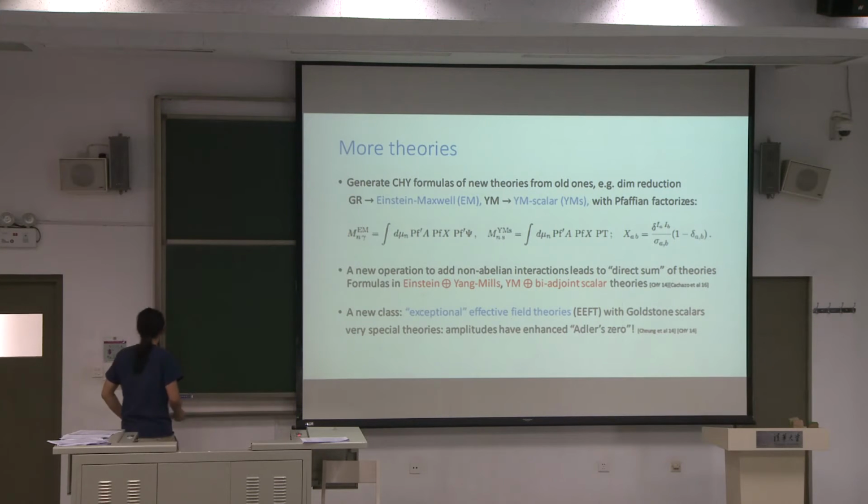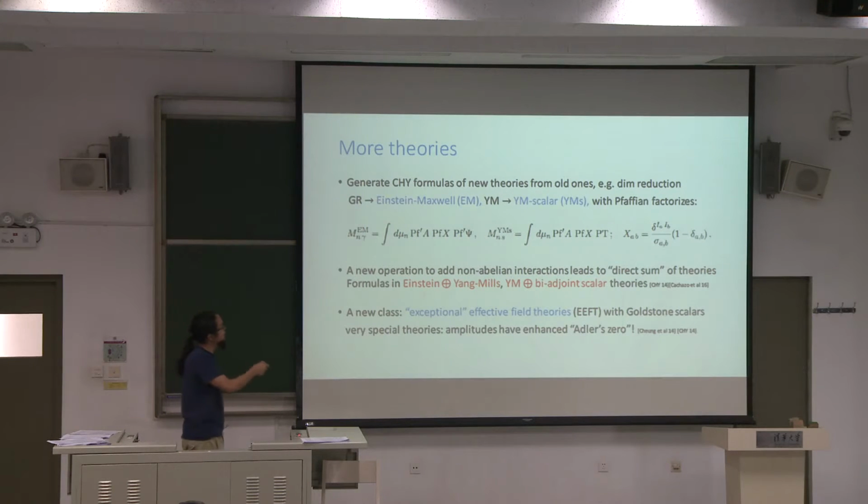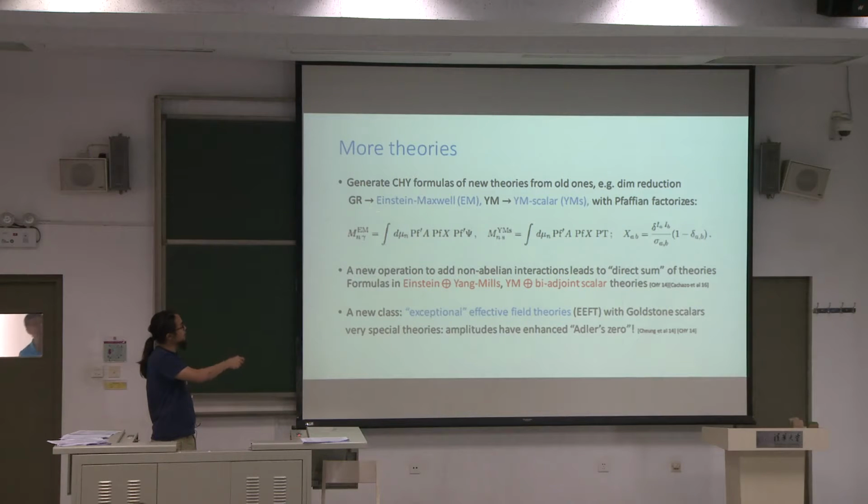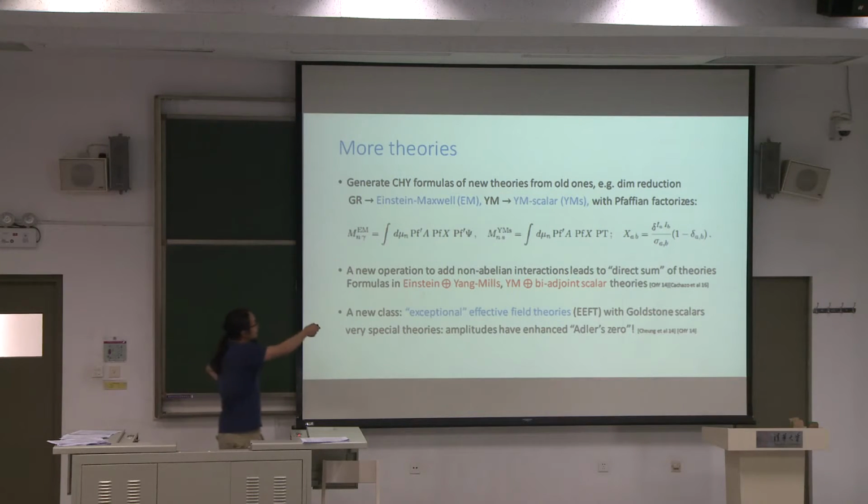Okay, so what about other theories? Let me introduce you. There's some operation that you can do to apply to the old theories to obtain new theories. For example, you can do dimension reduction. From Einstein gravity, if you do dimension reduction, you get Einstein-Maxwell, graviton coupled to photon. From Yang-Mills, you get Yang-Mills with scalars. And these are very simple formulas for them just by doing dimension reduction, where you have this original Pfaffian prime psi now become this Pfaffian prime A and Pfaffian X, which is the kinematic part and the flavor part.